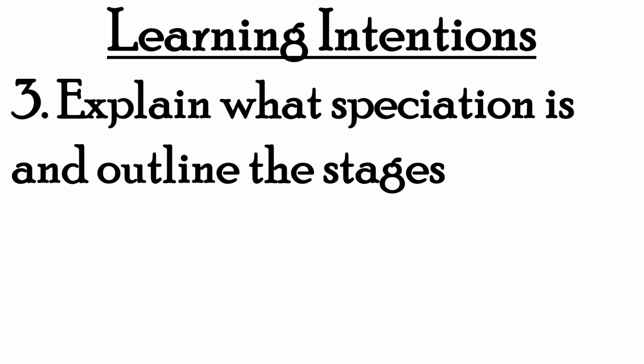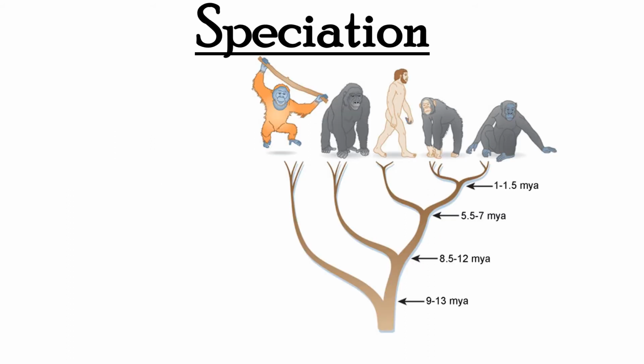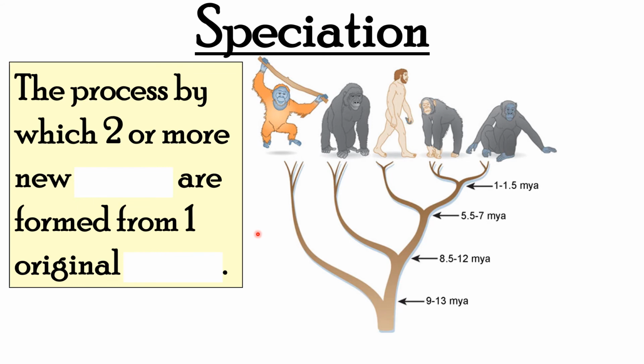So next session is looking at speciation. So another process related to natural selection, I suppose. So explain what speciation is and outline the stages. So speciation, the clue is in the word here. So as a definition, it is the process by which two or more new species are formed from one original.